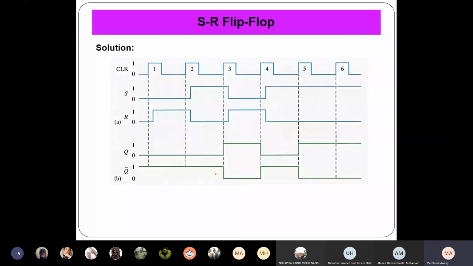So then for Q bar, you just take the complement of the Q. So that's the complement of the Q. Simple.